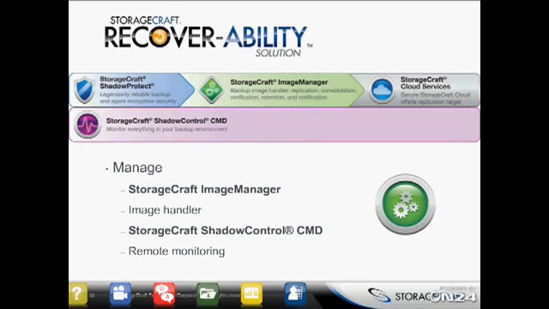We also have our StorageCraft Shadow Control, and you'll notice that that's that purple band along the bottom because it really encapsulates monitoring for not only your StorageCraft Image Manager solution, but it also monitors your StorageCraft ShadowProtect. It's an overall single pane of glass for monitoring everything in the solution.